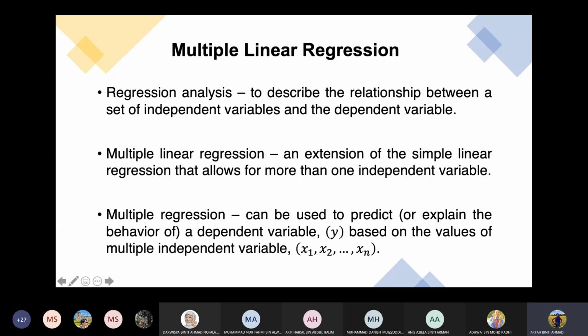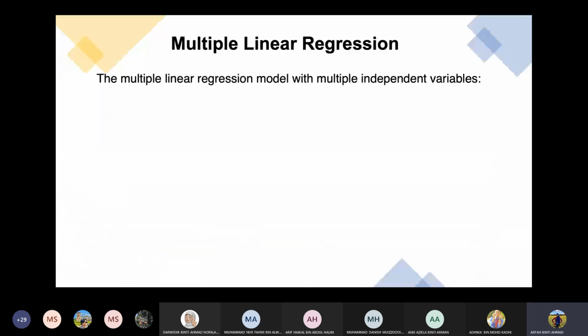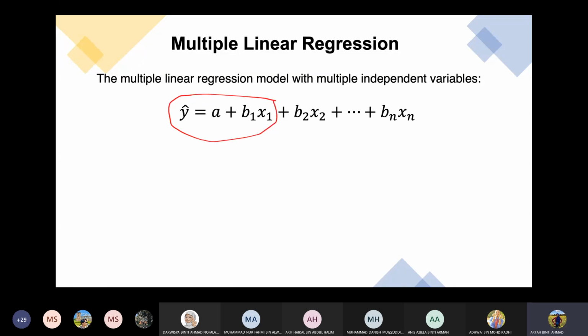So daripada sini kita tengok example. Okay. Let's say for example, the multiple linear regression model with multiple independent variable. The model will be something like this. Kalau untuk simple linear, awak cuma ada Y hat sama dengan A plus B1x1. Okay. Ini untuk satu independent variable, simple linear regression. But in this case, you have more than one independent variable. Kita ada x1, x2, x3, x4 up until xn.